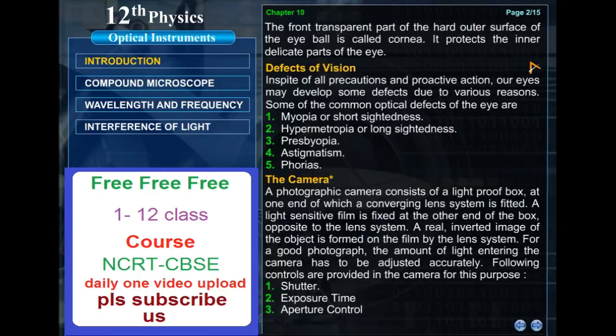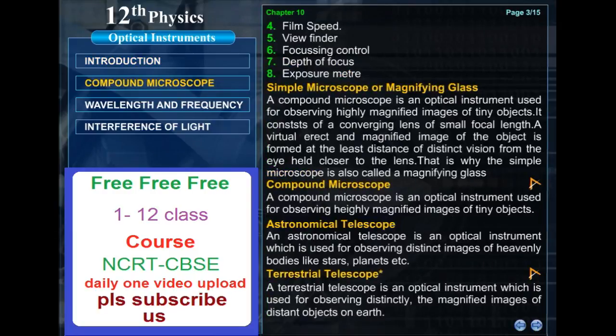For a good photograph, the amount of light entering the camera has to be adjusted accurately. The following controls are provided in the camera for this purpose: shutter, exposure time, aperture control, film speed, viewfinder, focusing control, depth of focus, exposure meter.